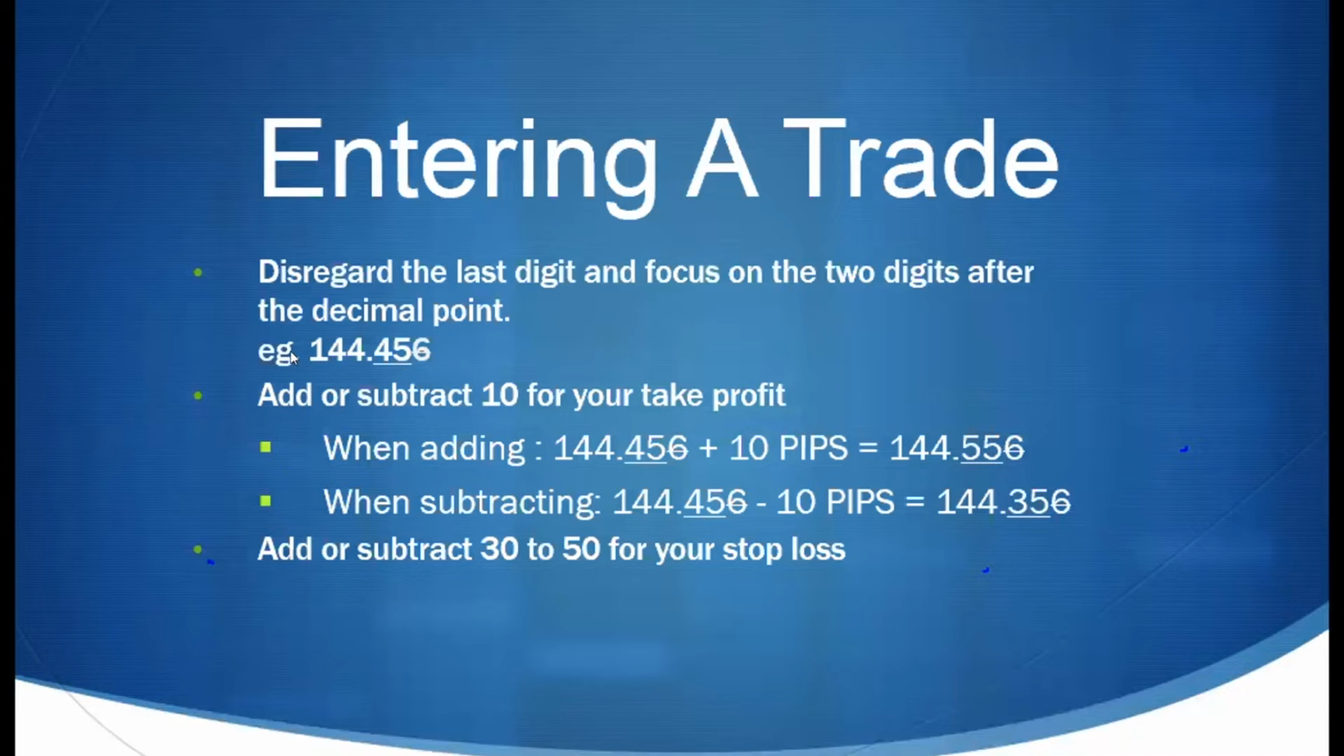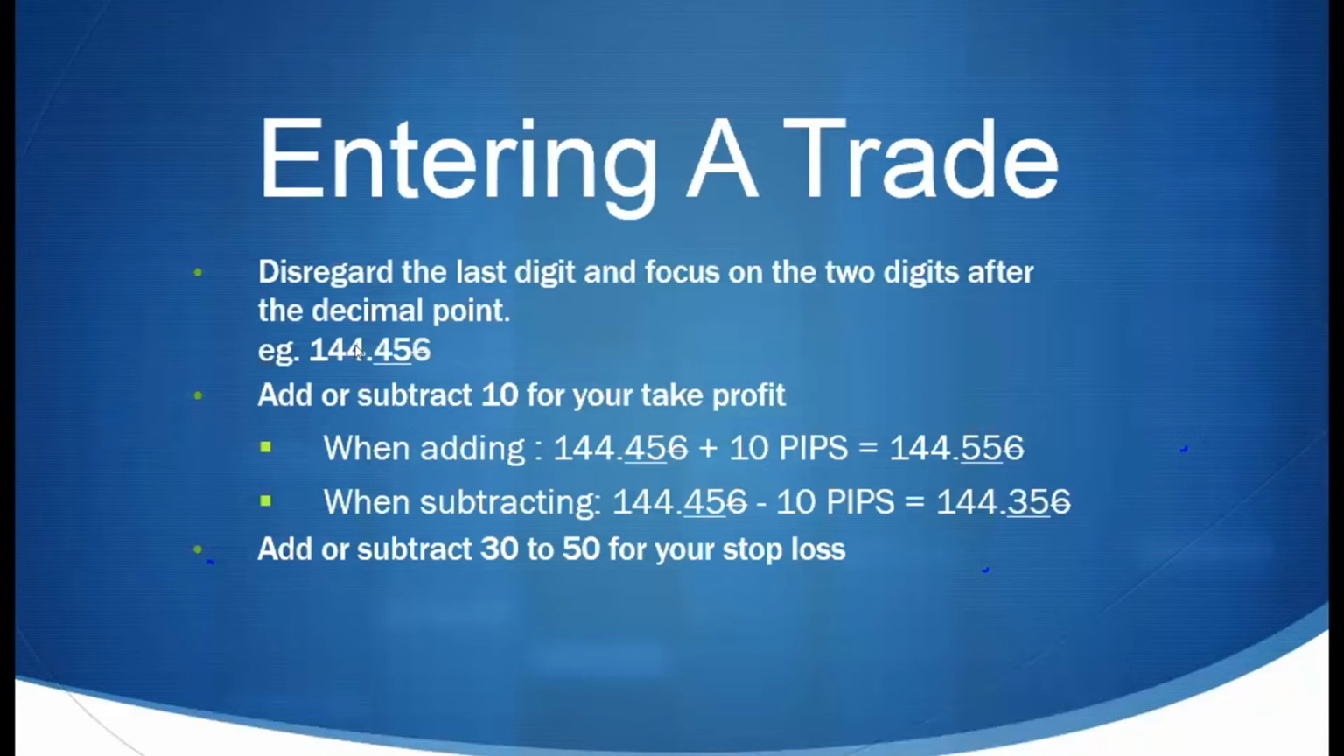So for example, 144.456 was the entry point. We disregard the 6 and we're focused on the 45. So my eyes are strictly focusing on 45. When I enter, I'm not looking at nothing else but 45. Once you start to focus and understand what you're looking for, things will move really quick. So I'm looking at 45 and then I go into my notes. In my notes, it tells me if I went into a buy, I was gonna add 10 pips, and if I went into a sell, I was gonna subtract 10 pips, for your take profit. So that's just what we went over, add or subtract 10 pips for take profit.